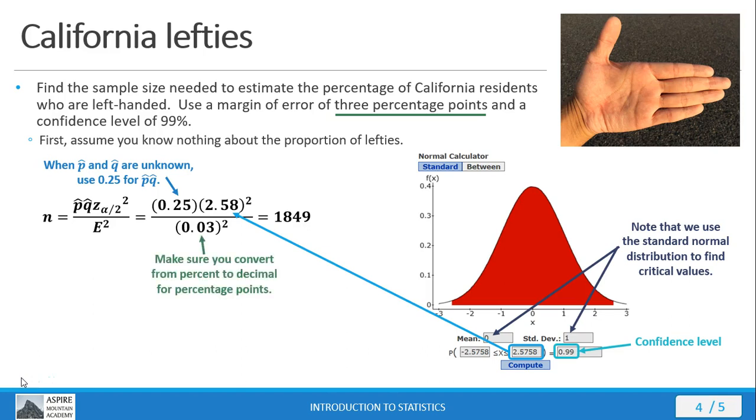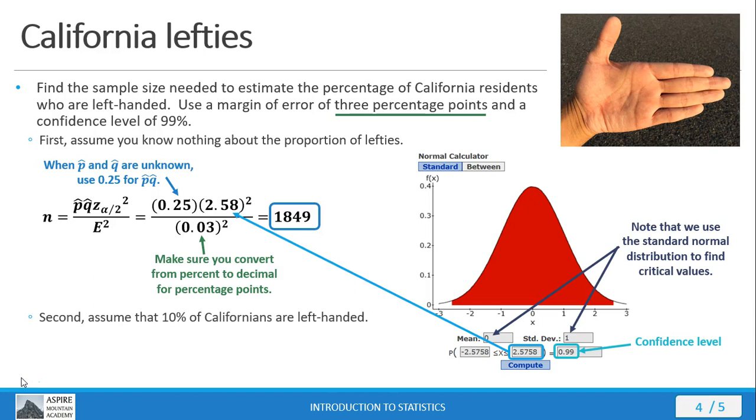Make sure you convert from percent to decimal for percentage points. So notice in the problem statement it says 3 percentage points. So that's 3%. So 0.03. Don't put the 3 in, put 0.03. And then that comes out to give us our sample size of 1849.